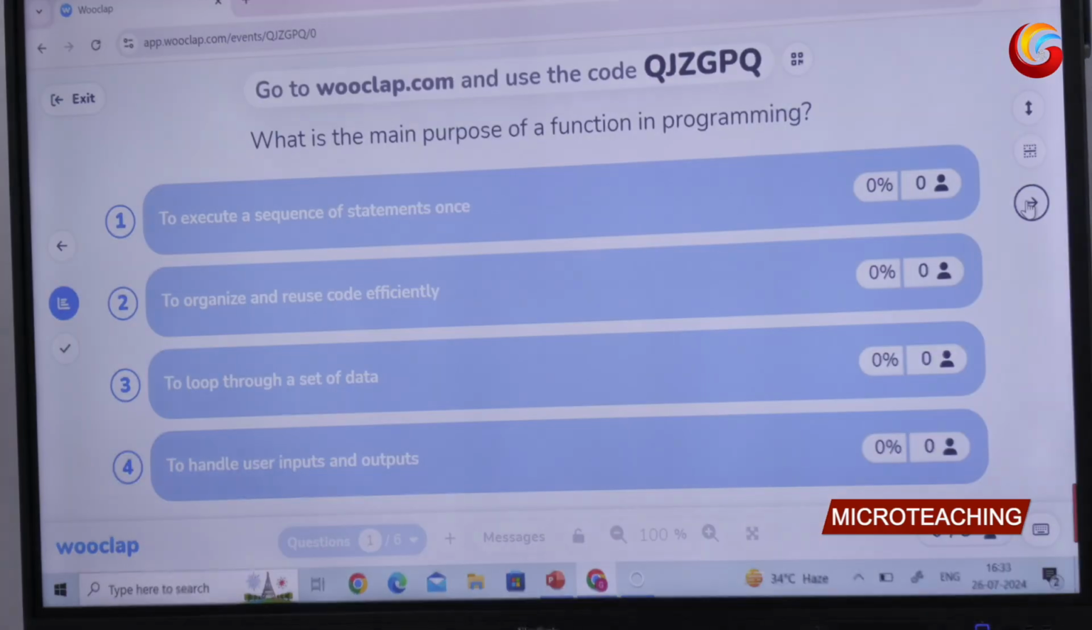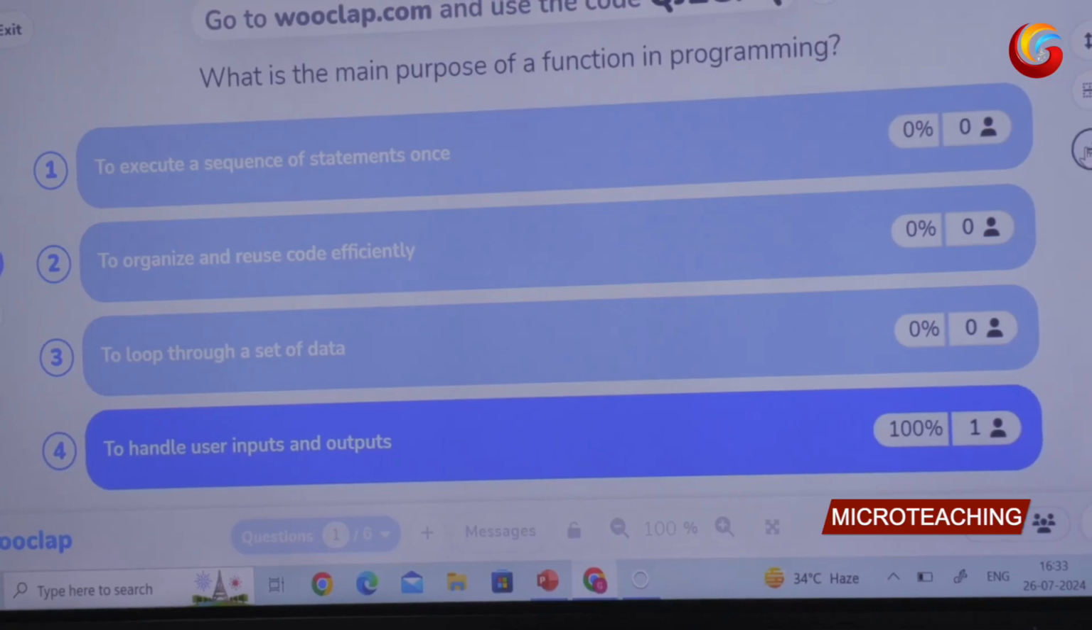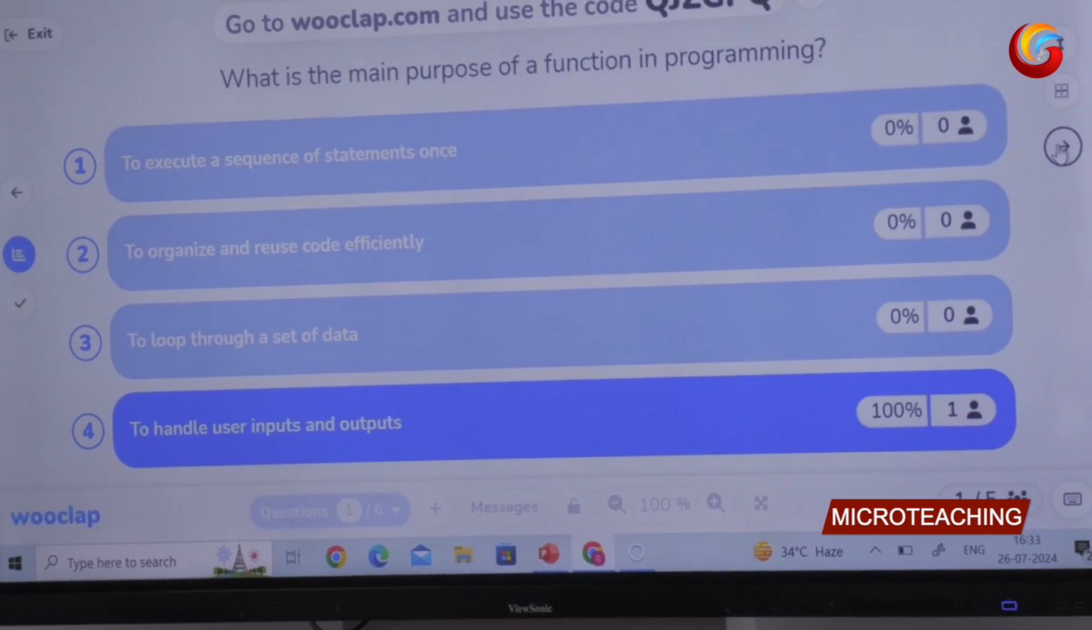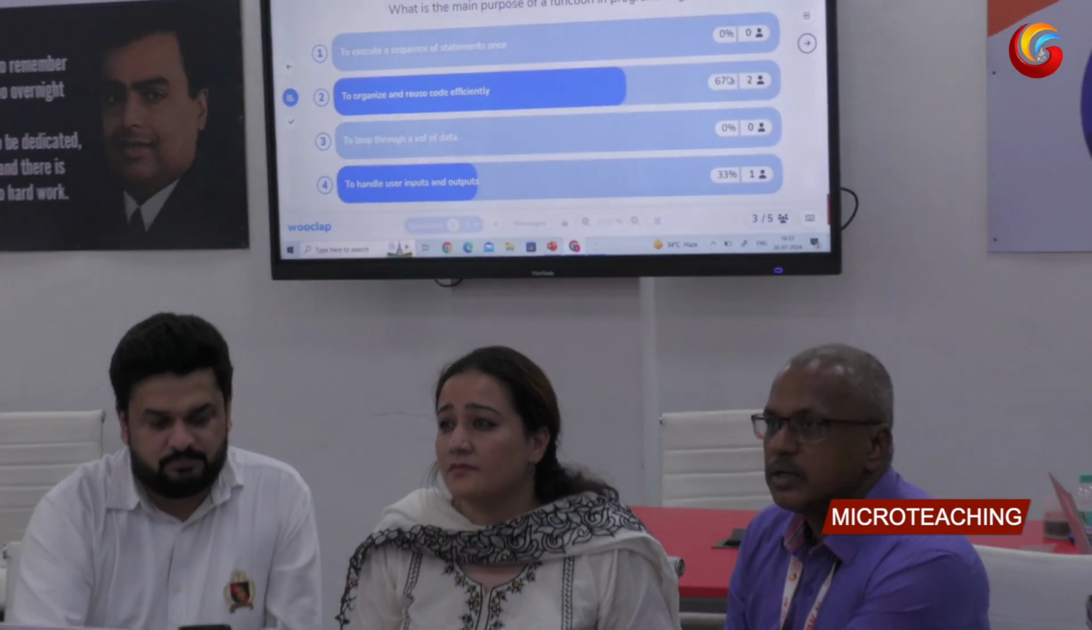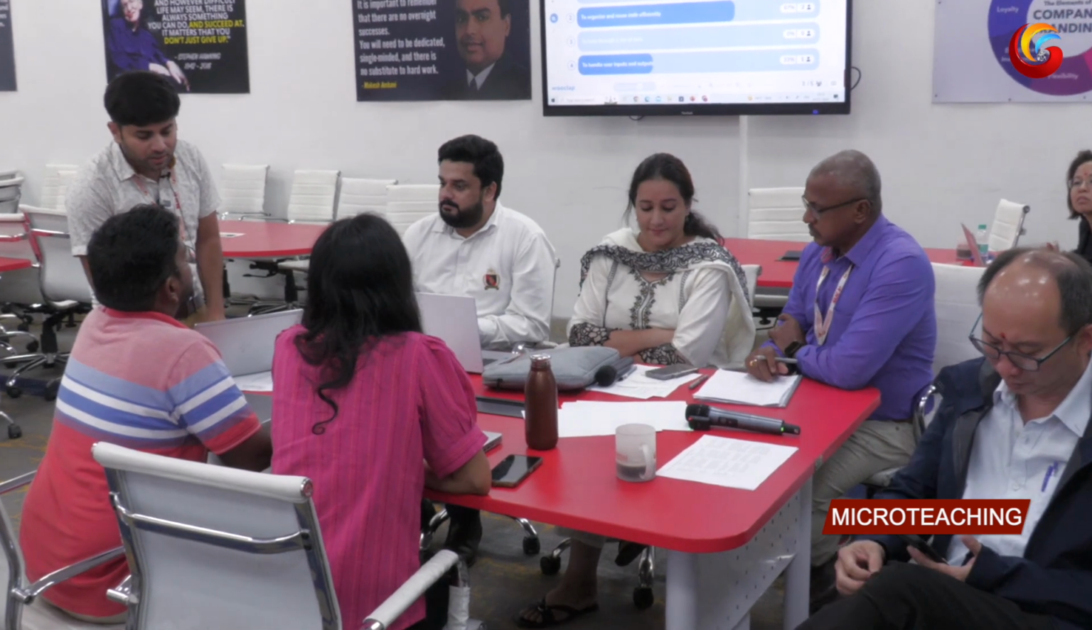What is the main purpose of a function in programming? Okay, time is up. The correct answer is the second one, to organize and reuse code efficiently. That is the correct answer here. Come to the second question.